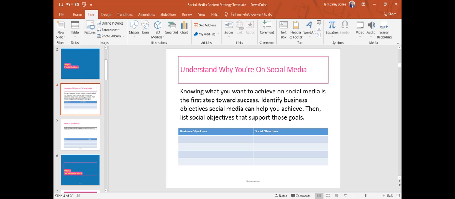So make sure that you have an understanding of why you're on social media. Are you on there to educate your customers, or are you on there to grow your following? Right? You're also going to want to identify your business objectives. So when you get a chance, go ahead and list your social objectives that support the goals that you're trying to reach for your business this holiday season.